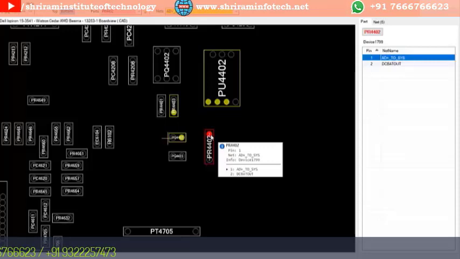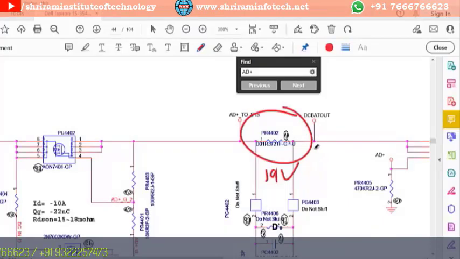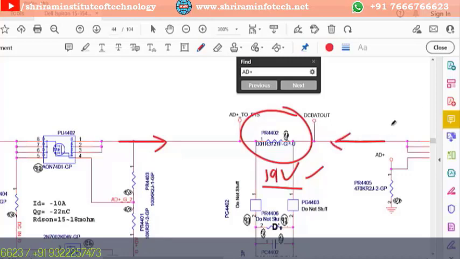That is called the DC bat out, DC or battery. Here the voltage, this point: if the adapter is connected, the voltage will be 19, and if the battery is there, then the voltage will be the battery voltage. So you have to remember from what our power source is. If the voltage is coming from this side, that means it is coming from the adapter side, and if it is coming from this side, that means it is coming from the battery side.